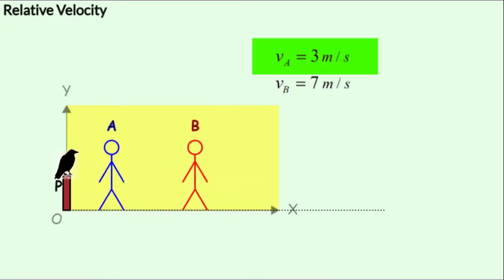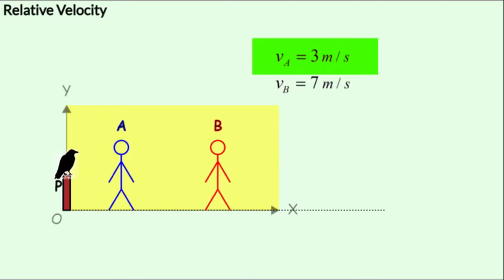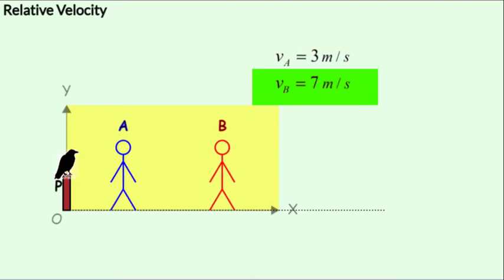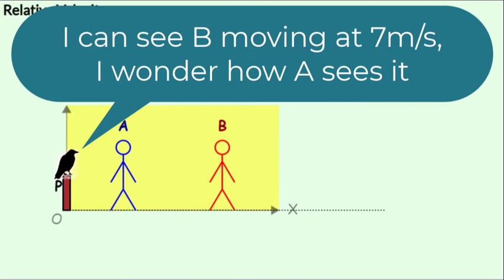We are given A's velocity as 3 meters per second and B's velocity as 7 meters per second. What is the velocity of B with respect to A? Now in the next step, we will use the formula that we had derived for relative velocity. So really, we are now trying to imagine what A will perceive B's velocity to be when A itself is moving with a velocity of 3 meters per second.